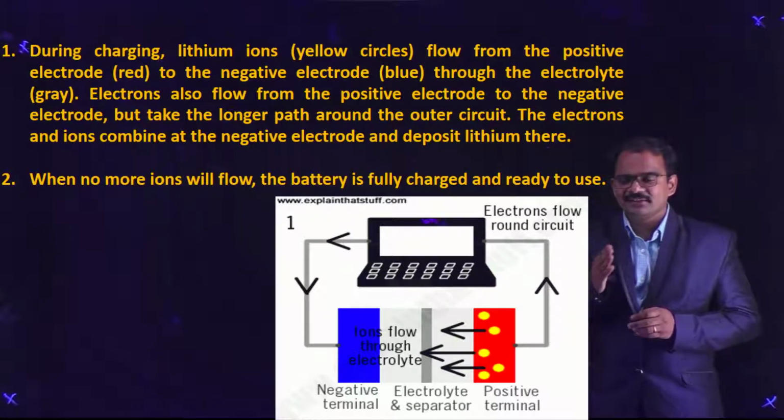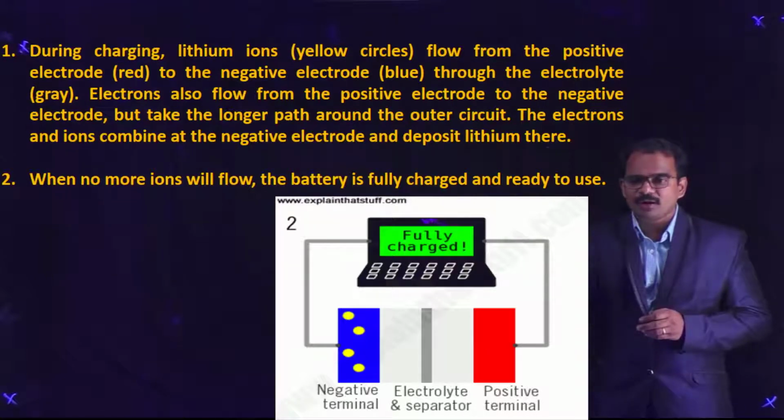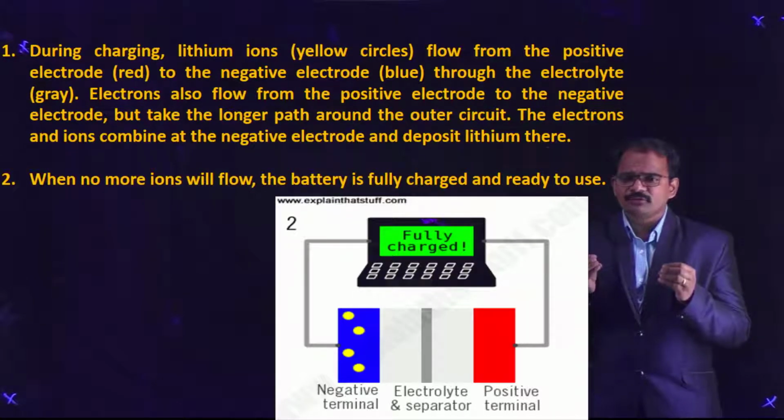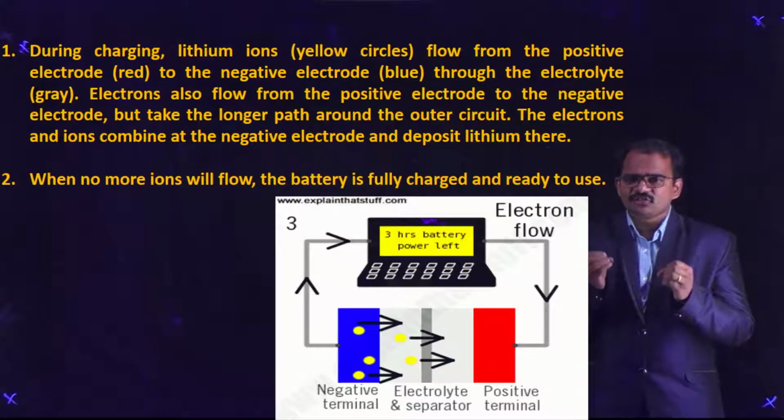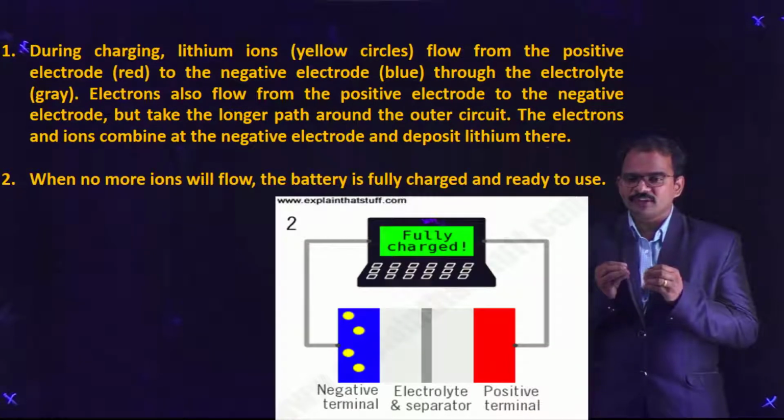Once these lithium ions and electrons reach the negative terminal of the battery, when there is no further movement of these ions and electrons, the battery is termed completely charged.